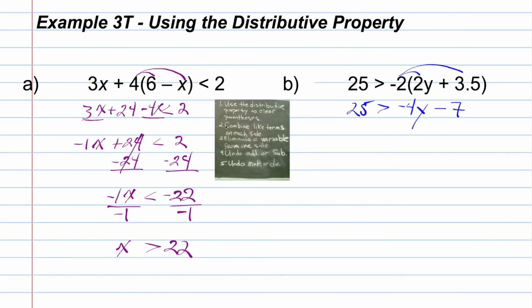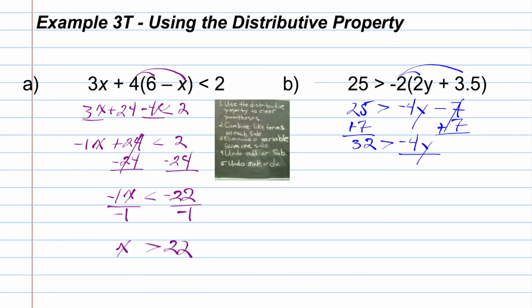We don't have any like terms to combine. We do not have variables on both sides, but we do have some subtraction to undo, so we're going to add 7 to both sides. 25 plus 7 is 32. Bring down the greater than symbol. On the right-hand side, remember these 7s, they cancel, bringing down the negative 4y.